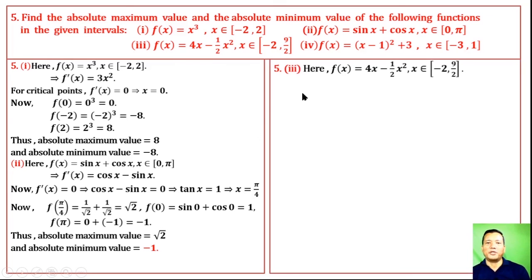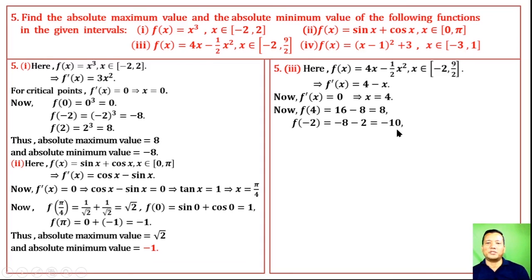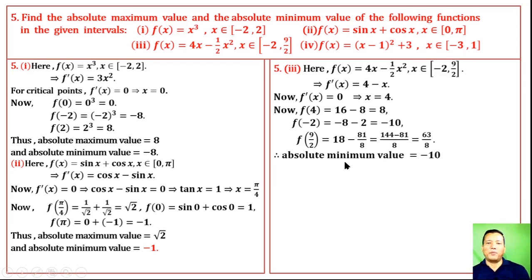For Roman number 3, f(x) is this, whose derivative is 4 minus x. Now f'(x) equal to 0 gives x equal to 4. Now f(4) is 8, f(minus 2) is minus 10, f(9 by 2) is 63 by 8. Therefore absolute minimum value is minus 10 and the absolute maximum value is 8.